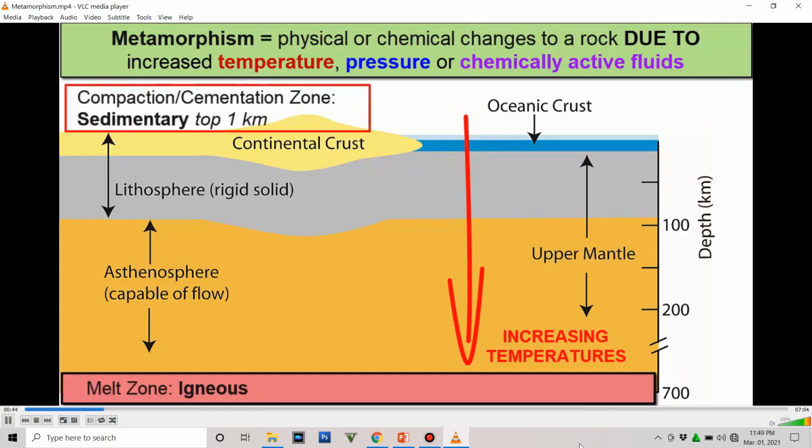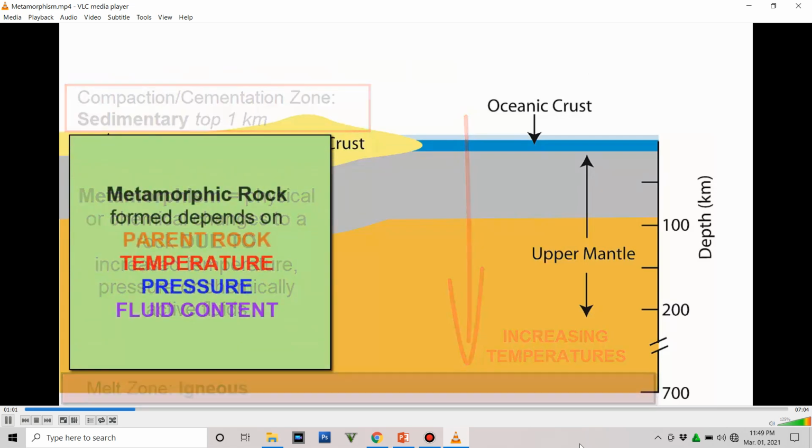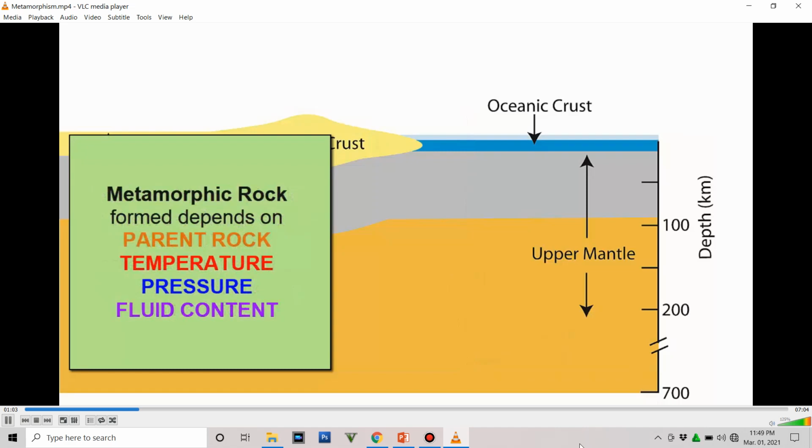If surface sediments are subjected to a little heat or pressure, or cool fluids, just enough to compact or cement sediments, or leave crystals in pockets or holes, it's sedimentary. So metamorphic rocks sit in the zone between these two environments. The metamorphic rocks that form under these changed conditions depend on the original parent rock chemistry, the exact pressures and temperatures to which the rock was subjected, and the amount of water available for chemical reactions.